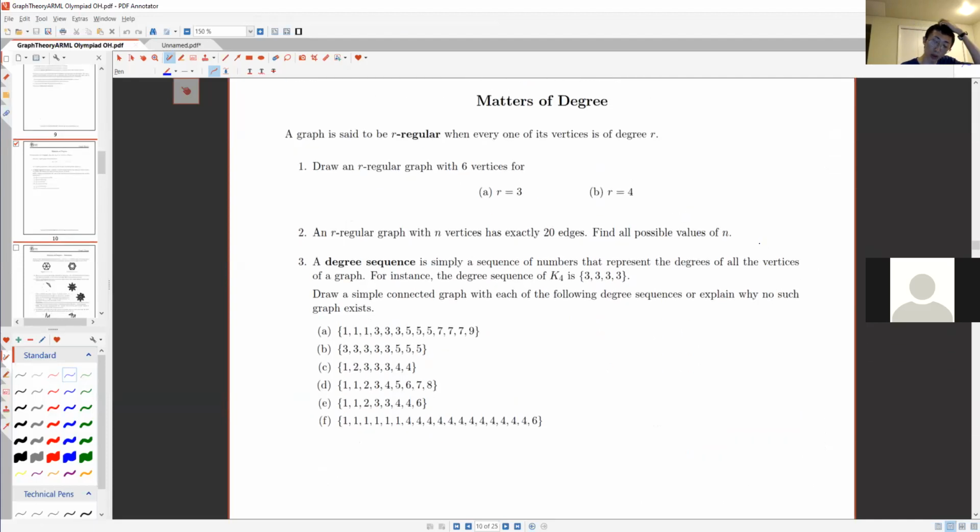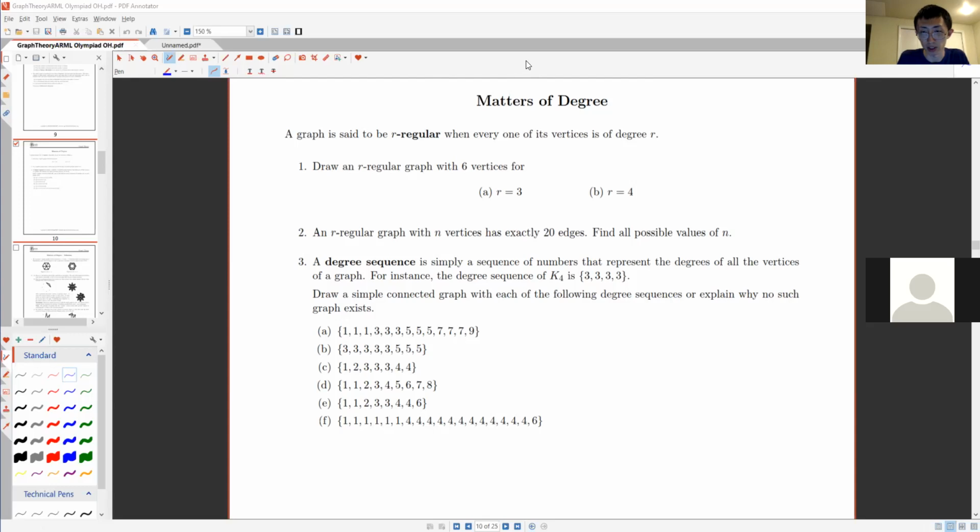Okay, so we'll talk a bit more about graph theory today. Let's take a look at number 2. Well, first we need to say what an R regular graph is.